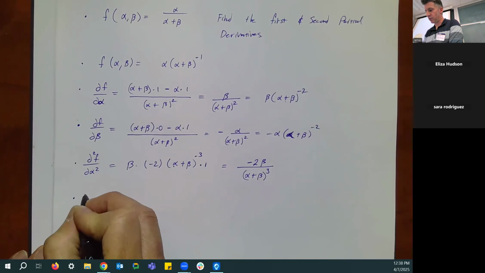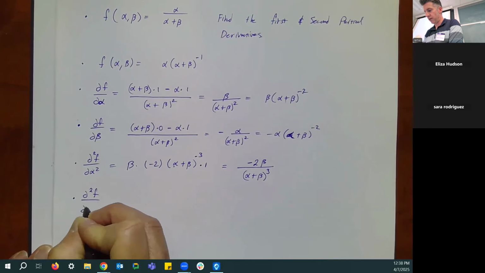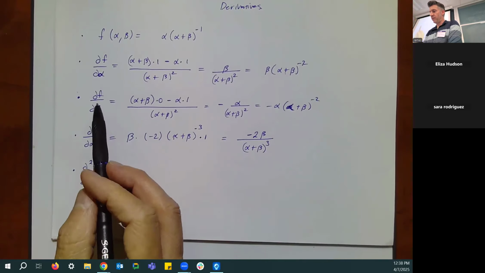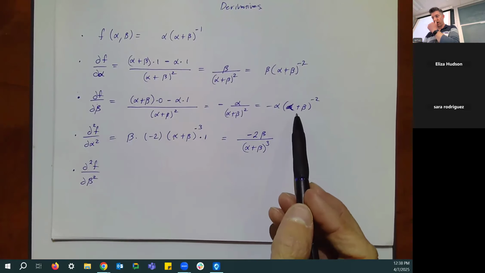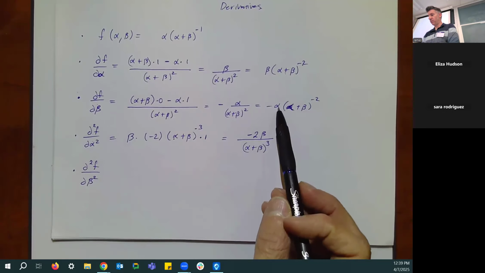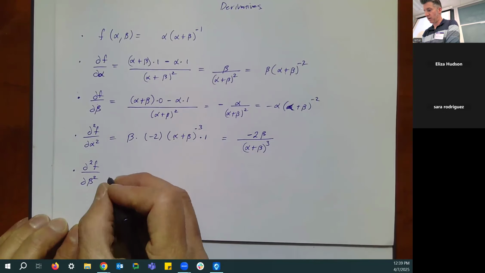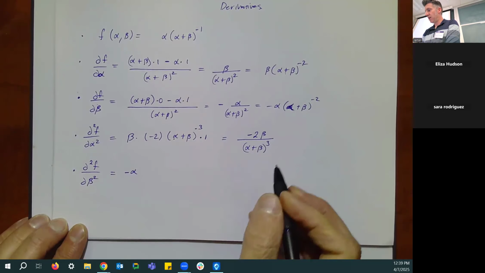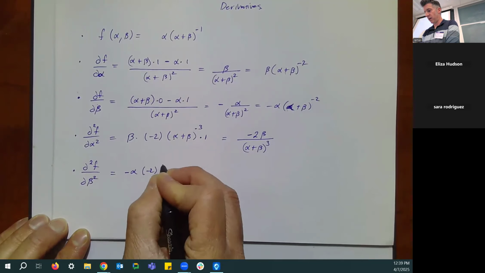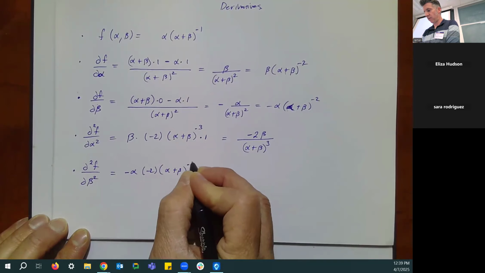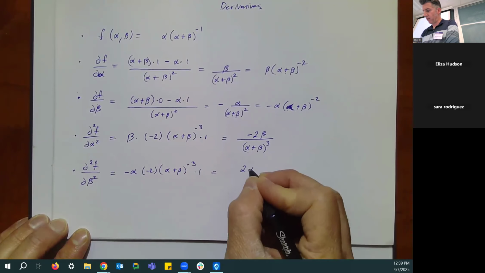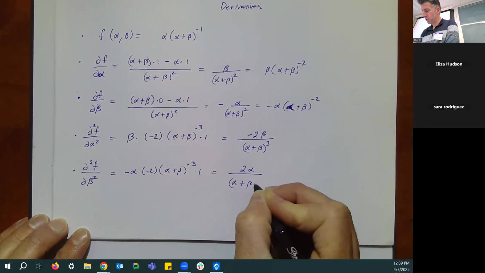And the other second partial. Del squared f del beta squared. Okay, so looking at del f del beta, still feeling pretty good here because for my function, I don't have to use the product rule. This first derivative just has a beta in that parentheses, so the negative alpha is going to hang out, and the derivative of alpha plus beta to the -2, very much like last time, is going to be -2 times alpha plus beta to the -3rd, times 0 plus 1. Or, as I would prefer to write, 2 alpha over alpha plus beta to the 3rd.